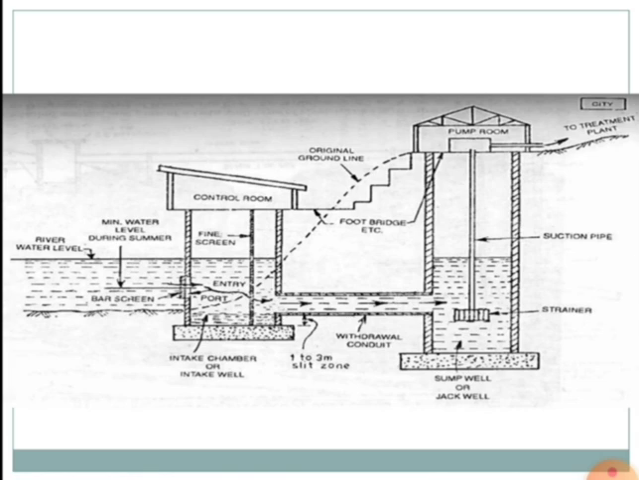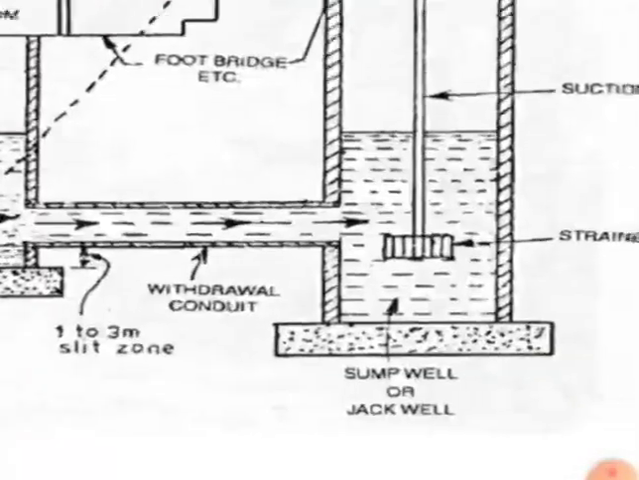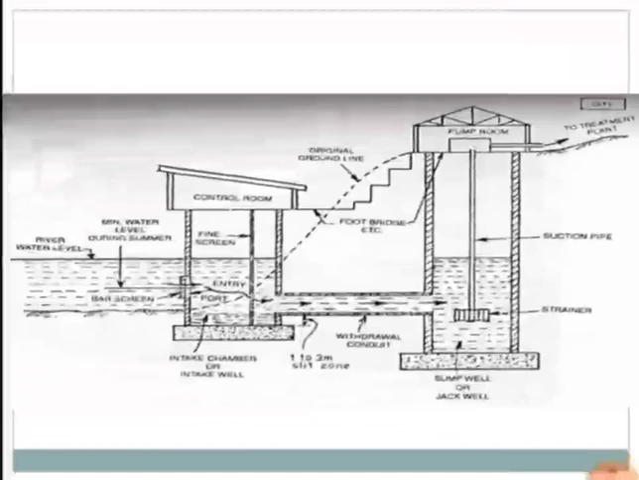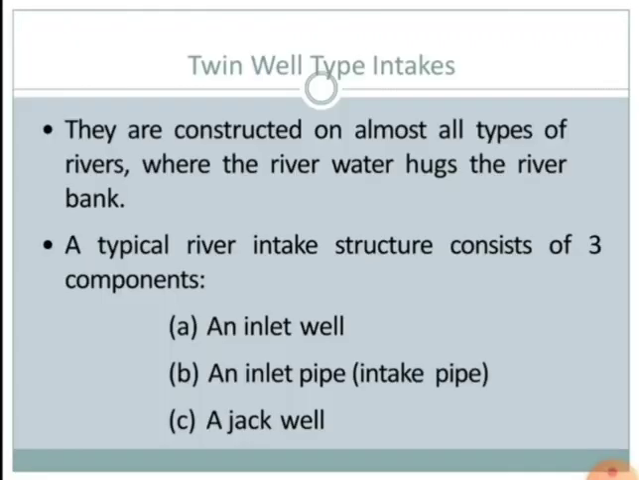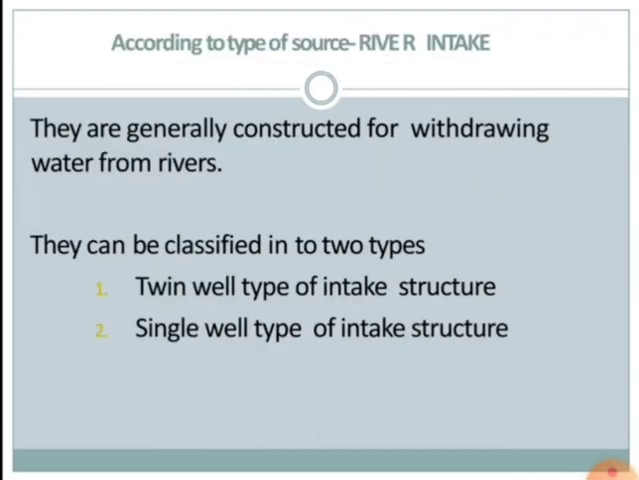And then the water entering the jack well will be lifted by using pumps. Once the water is collected in the jack well, it will be lifted with the help of pumps, and it will be fed to the rising main. And the jack well should be founded, usually it is located on a hard strata. So this is a typical twin well type intake. As I said, it is a type of river intake.